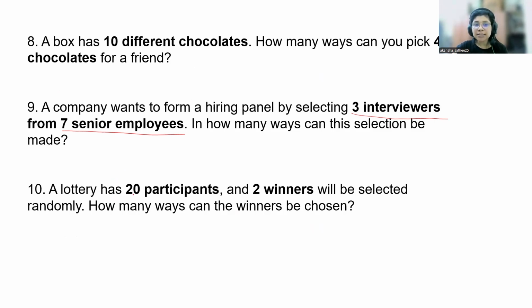A lottery has 20 participants and 2 winners will be selected randomly. In how many ways can the winners be chosen? It is again total 20 participants. Out of 20 participants, any two can be your winners. So n is 20, r is 2. You know how to do it.